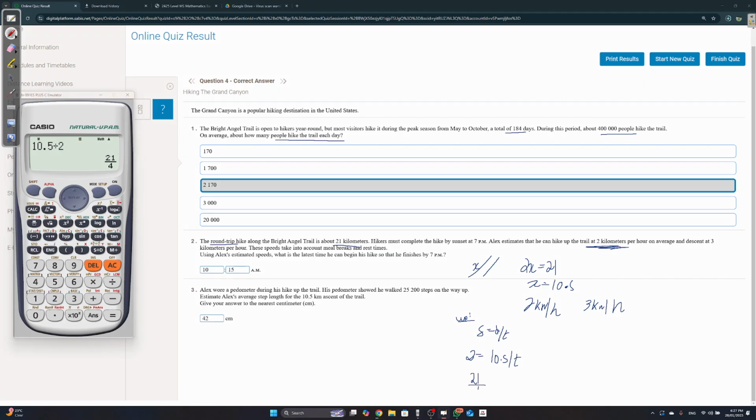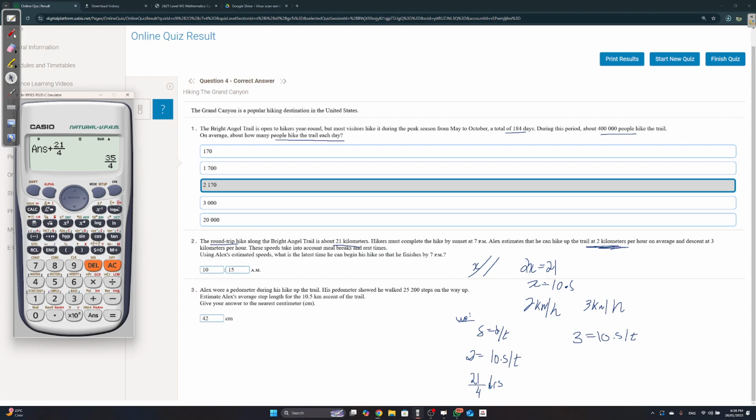So we have 21 over 4, let's say hours, going up. Going down, again, speed equals distance over time. The speed is now 3. The distance is 10.5. We need to find the time. Let's do 10.5 divided by 3 to find the time. 7 over 2. So here we have 7 over 2 hours. What's the total time? 7 over 2 plus 21 over 4. You're going to get 35 over 4.